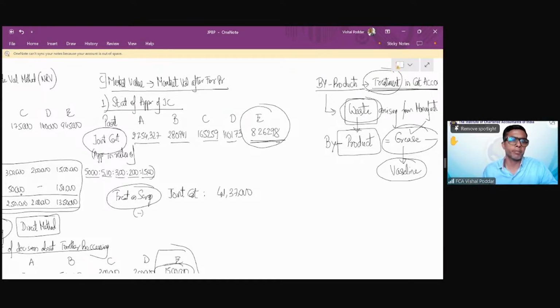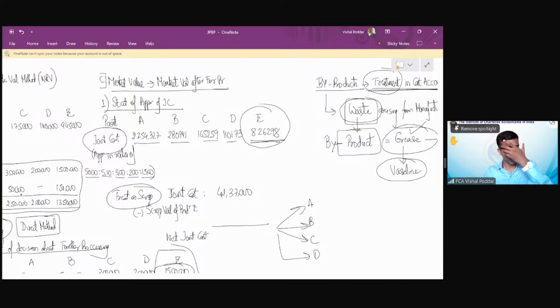So what we do of scrap, recall your process costing. What we used to do of scrap is we used to reduce the scrap value. So I will subtract this scrap value of my product E, which is my waste, which is my byproduct, from the joint cost. And the balance joint cost, I will apportion only to my main products, my joint products.